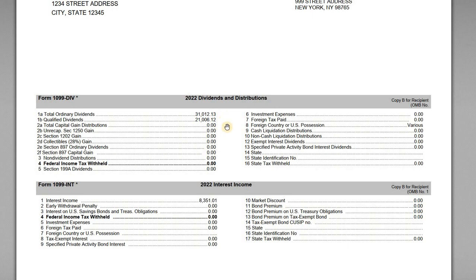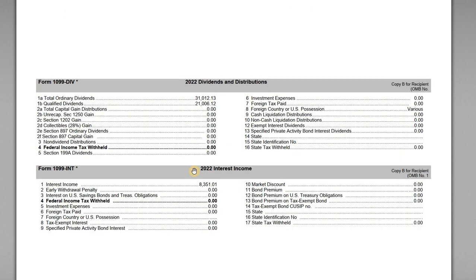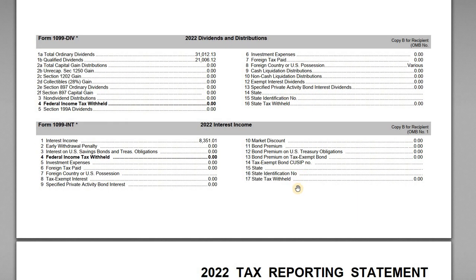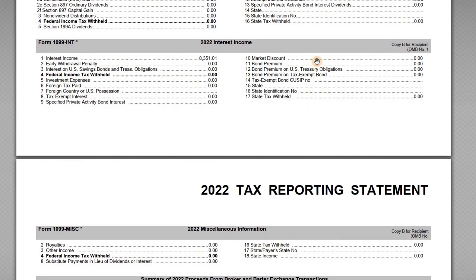So the difference there is the non-qualified dividend portion. We've got some interest income down here, and then nothing unique on the other elements. So we don't have any foreign taxes paid, so we've got no foreign dividend income or foreign interest income. No exempt interest dividends, so we're not investing in any kind of municipal bonds or RICs or anything like that.